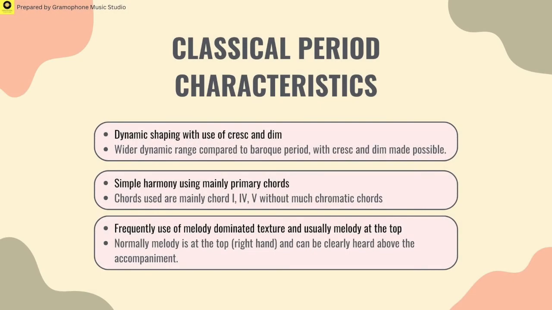The Classical period has a wider dynamic range compared to the Baroque period, with crescendo and diminuendo made possible. The chords used are mainly chords 1, 4, and 5 without much chromatic chords. Normally, the melody is at the top played by the right hand and can be clearly heard above the accompaniment.